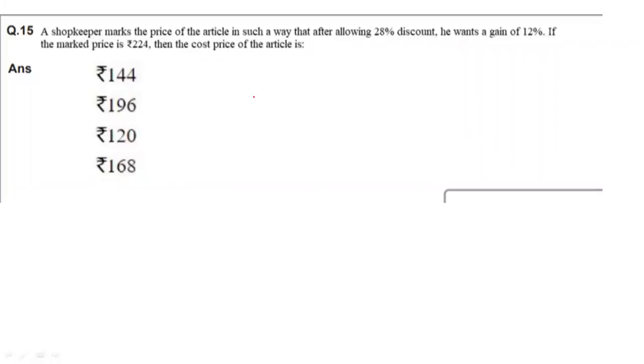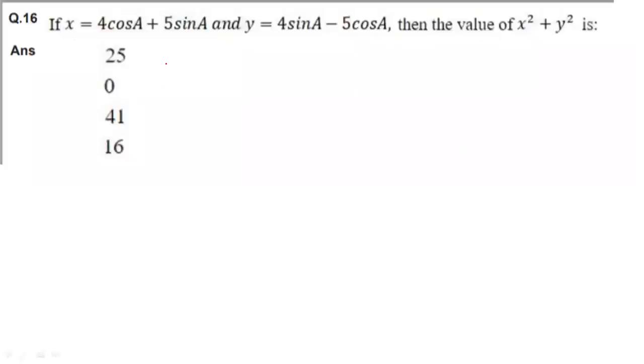A shopkeeper marks the price of the article such that after allowing 28% discount, he is getting a gain of 12%. Marked price is given as 224. So on 224, you are giving a discount of 28%. He is getting 12% gain on cost price. He is asking for the cost price. So you can see 112 twos is 224, so cost price is 72 twos, which is 144 here. Go to the next question.